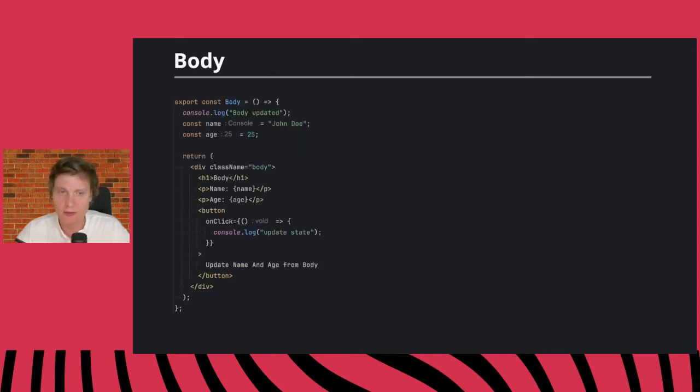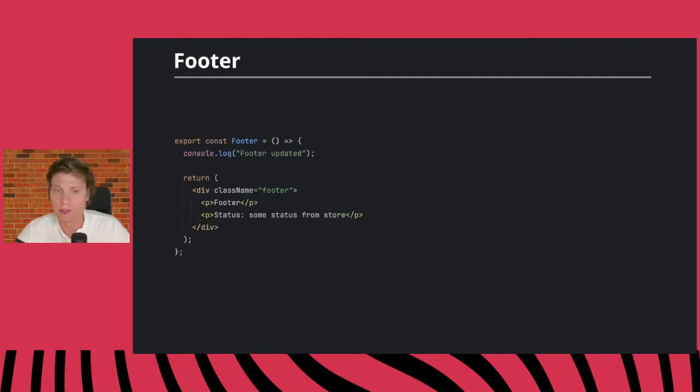Here is the application itself, let's go to the body. You can see here I just put another indicator for the body updated. And there is a name and age, which we're going to read from the store later on. You can see the whole structure here. The button, which we're going to use to update the state itself as well, is right in the body, as we mentioned before. The footer is just to indicate that the footer is going to read some status from the store, but nothing is going to happen regarding the footer.